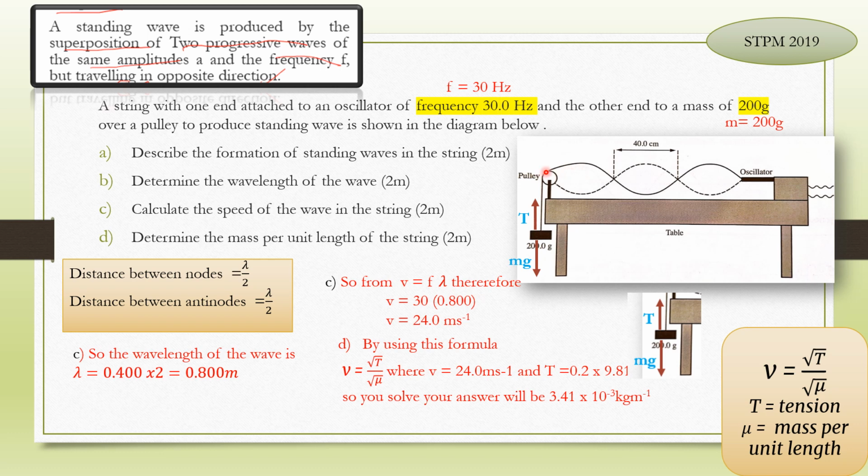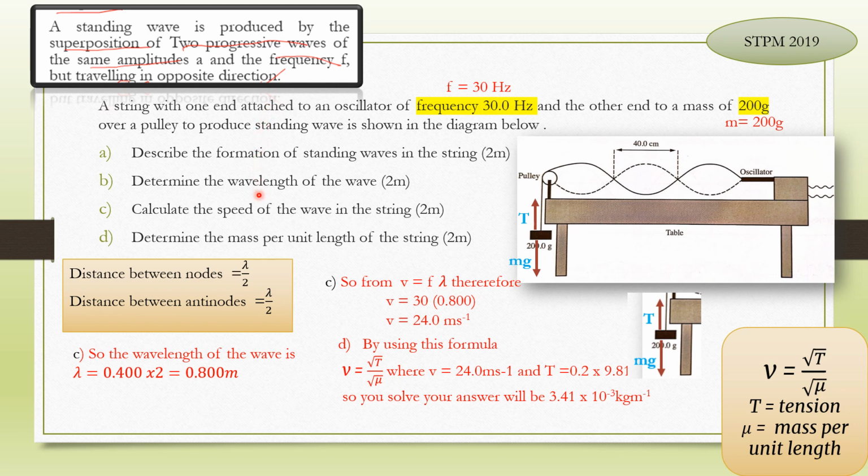The question is for 2 marks. In our previous slide, we already know how a standing wave is formed. It is formed by the superposition of two progressive waves of the same amplitude and frequency but traveling in opposite directions. That is how it is formed. That is for part A.